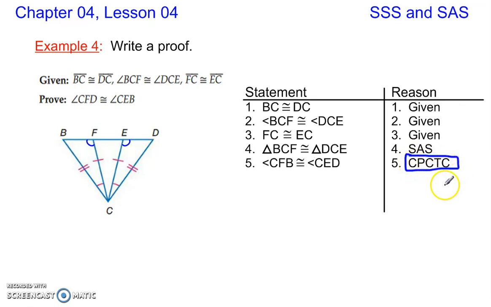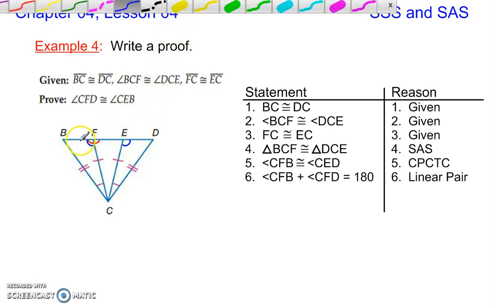CPCTC. Okay, if you didn't know what this means, write that down. Congruent parts of congruent triangles are congruent. And then I know that this angle that we're looking for here adds to 180. It's supplementary, or it's a linear pair to angle CFB. Okay, together they add to 180.